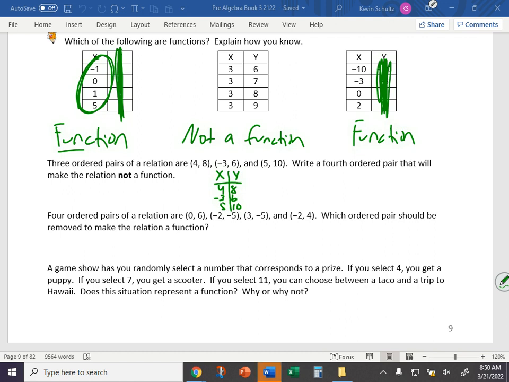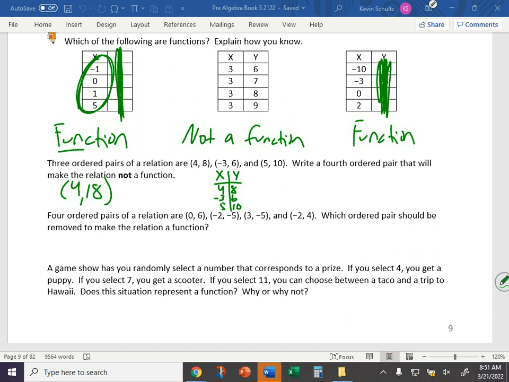It says, now write a fourth ordered pair that will make the relation not a function. Right now it is a function because x doesn't repeat. Those are all different x's. We want to add an ordered pair that will make the relation not a function. Give me an answer, Abby. (4, 18). If we add that ordered pair, it would make it not a function. Why? Because now the 4 repeats itself.